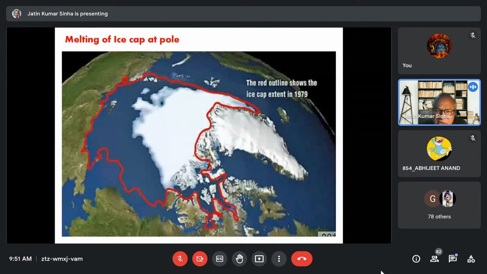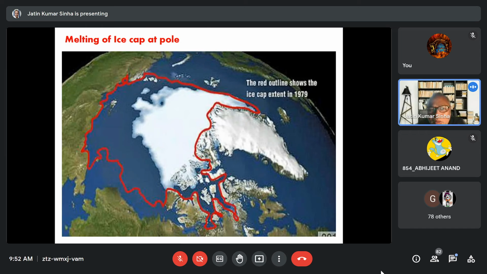This is a picture of the melting of the ice cap at the pole. The red line was showing 1979. If I compare, within these 50 years the ice caps have melted almost half, or maybe 30 to 40% has decreased. So it's an alarming situation.